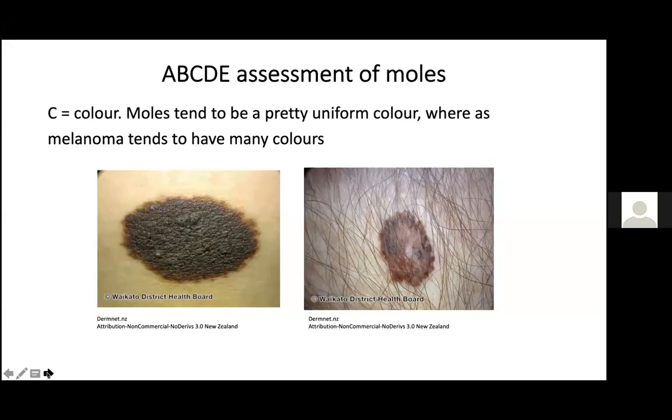C is for colour. So moles tend to be a pretty uniform colour. It's all one colour. They could be very light, they can be very dark. So the picture on the left there, that is just a normal mole.